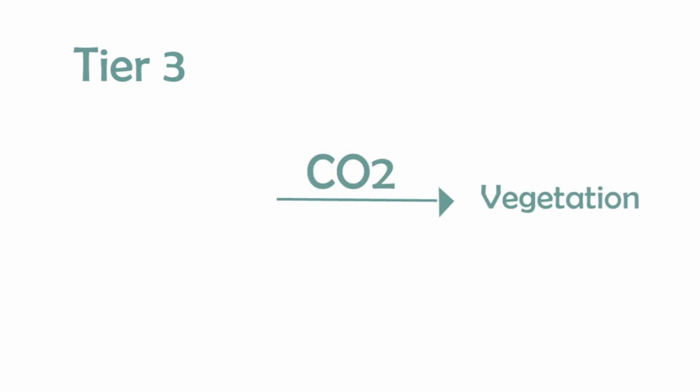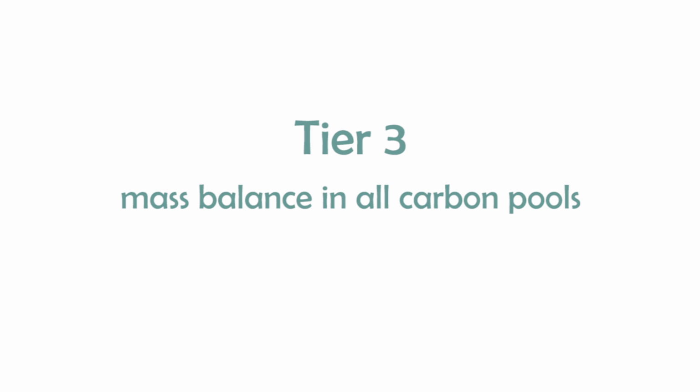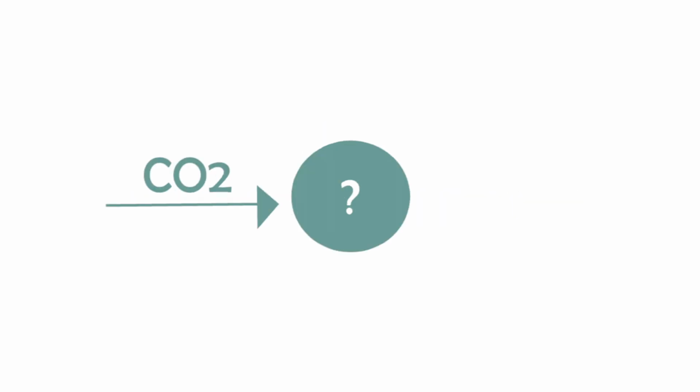When using Tier 3 growth models, we know how much carbon has gone to vegetation, but we do not know whether we should put this amount of carbon sequestered into the above-ground biomass pool or the below-ground biomass pool. When using Tier 3 models, FLINT manages all the carbon pools to ensure mass balance. This basically means that carbon cannot disappear. It has to go somewhere.